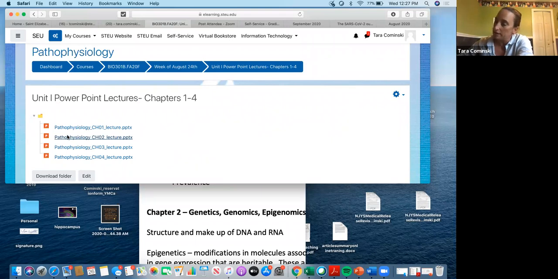So for instance, if you look, chapter 1 is basics of pathophysiology. Chapter 2 is genetics. Chapter 3 is environment. And then chapter 4 is stress. So these are all factors that will influence all disease, and that's why that's what the first unit is focused on. Then we'll get more specific.